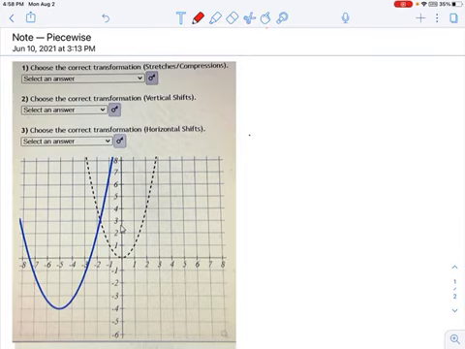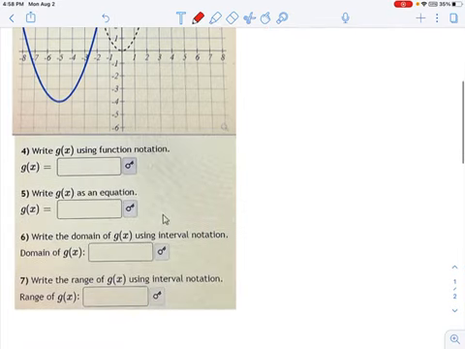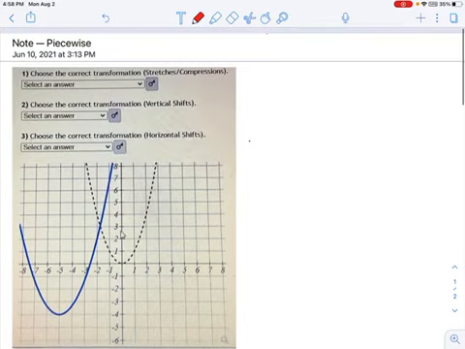So in this problem, we're shown a graph of a parent function, that's the dotted black line, and the transformed function in blue, and we're asked a number of things about the transformations, and we use these little pull-down menus to make our selections here. And you can see there's a bunch of choices. We're going to go through this in detail.